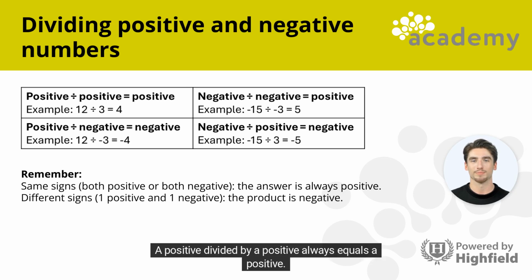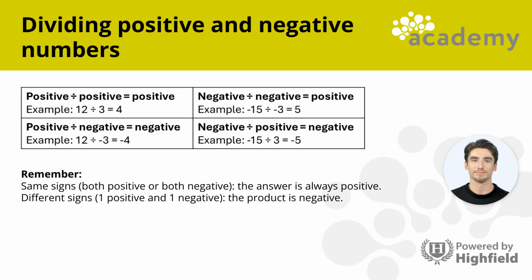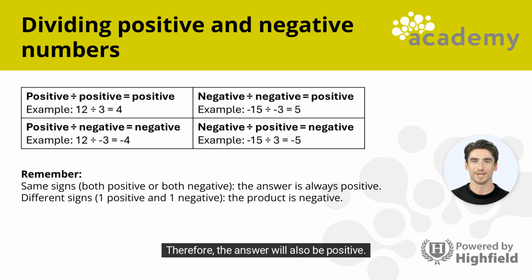A positive divided by a positive always equals a positive. For example, 12 divided by 3 equals 4. Both 12 and 3 are positive. Therefore, the answer will also be positive.